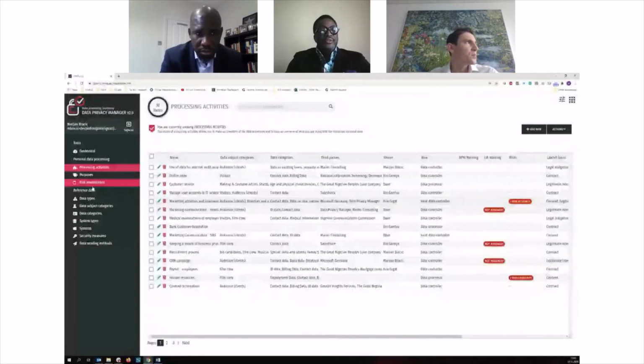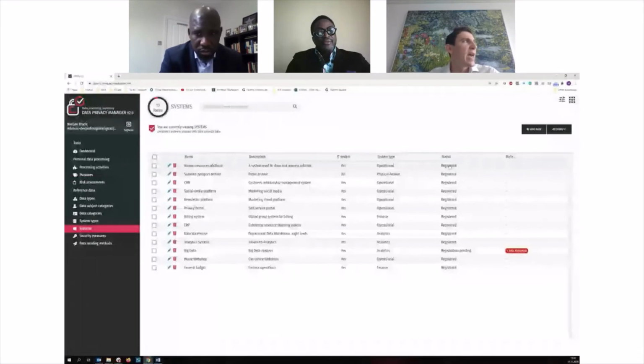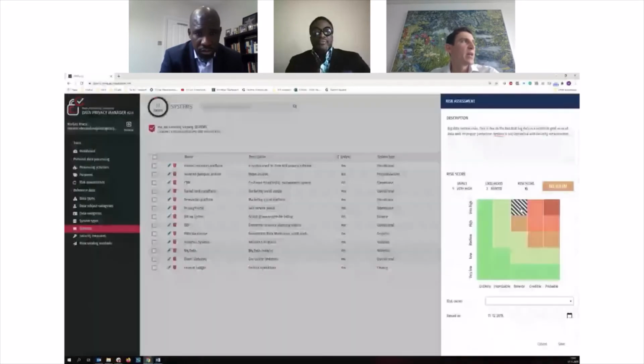Also, what I think is important is that the risk assessments can be done centrally and stored centrally in the software, for example data protection impact assessments or legitimate interest assessments. And we also have a list of all the systems here, which are either registered or where the registration is pending. We have the human resources platform, and the scanned passport archive, which is a physical archive, not an IT system. But we also have IT systems like the CRM and social media platforms. And then we have the big data system, which obviously has a risk assigned here as well.